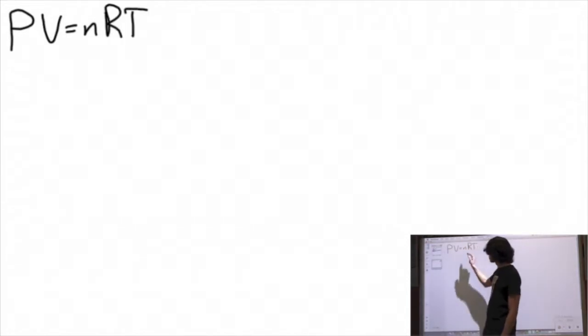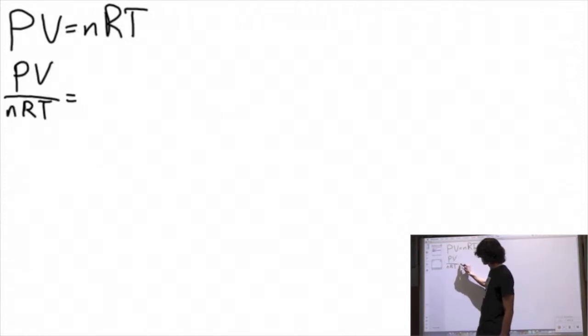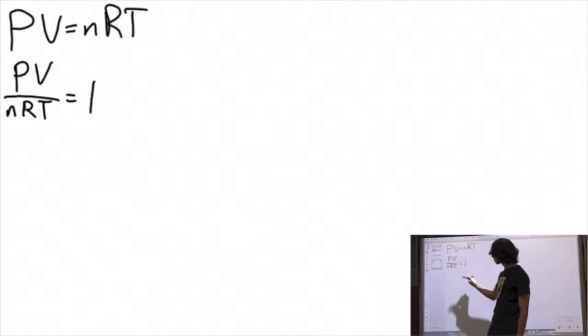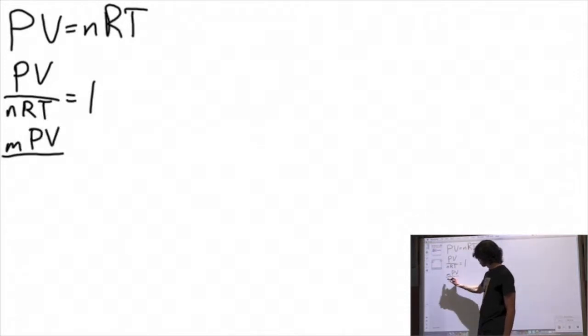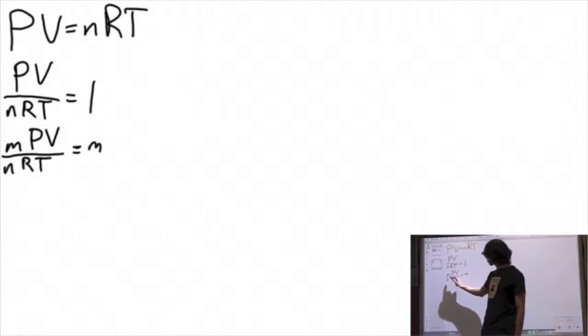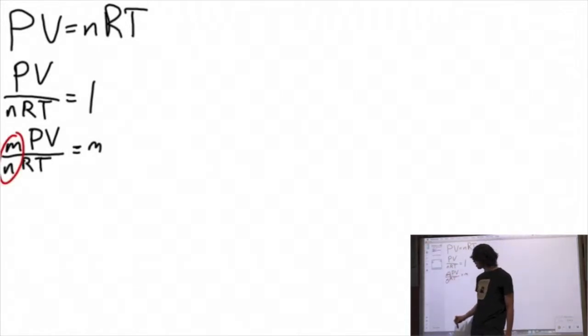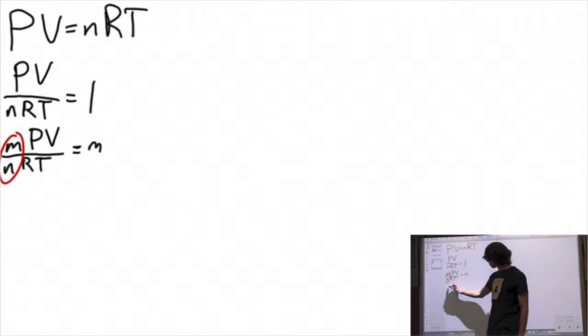And I'm going to simply rearrange by dividing both sides by nRT. You get PV over nRT is equal to 1. And then I'm going to multiply both sides by mass. So MPV over nRT is equal to the mass, right? And the important thing to notice here is M over n, mass divided by moles, is molar mass.